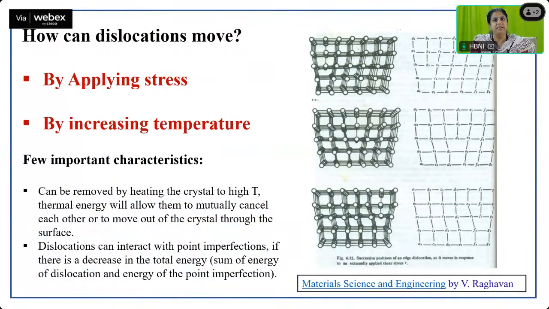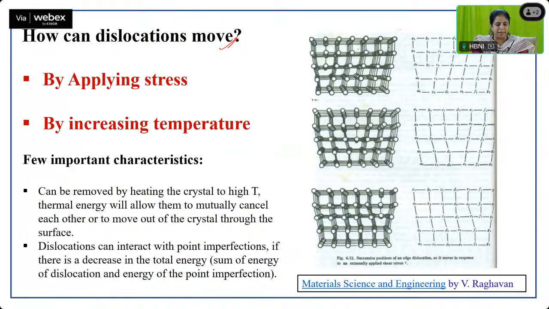And how can the dislocation move? These dislocations are very important for the mechanical properties of the material. Sometimes we want them to move to get more ductility. Sometimes we want them to be arrested. And those kind of operations are then done so that the dislocations cannot move. So they are very important for the mechanical behavior of the material. But how can actually these dislocations move? By applying stress or by increasing temperature.